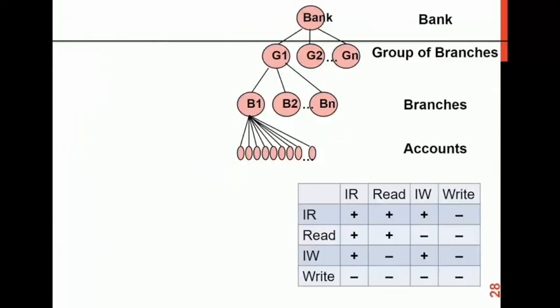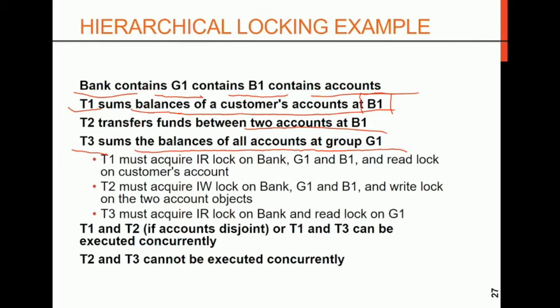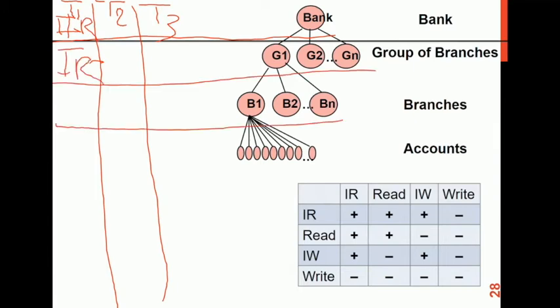So the easiest way to solve such a problem is just to put your transactions at the top here. So I've got T1, T2, and T3, and let's look at them one by one. I'm just going to put a line top to bottom here. So what does transaction 1 say? It says sum the balances of a customer's accounts at B1. So if I want to sum all the balances within B1, it's an intention to read at the bank. At the group level, it's also an intention to read. At the branch level, it's also an intention to read. And at the accounts that you want to sum the balances of, those will be individually reads.